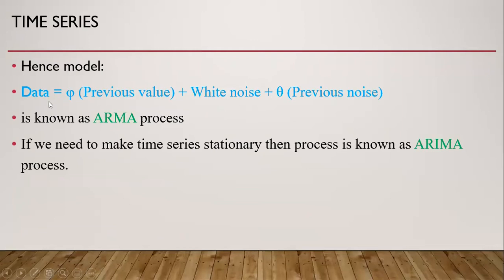Hence, the complete model, that is the data, is equal to pi as a function of previous values plus white noise plus theta as a function of previous values, and this is known as the ARMA process. If we need to make the time series stationary, then the process is called ARIMA, where I is present in the center, and this means integrated: autoregressive integrated moving average model.